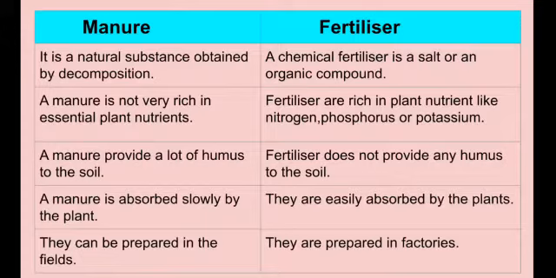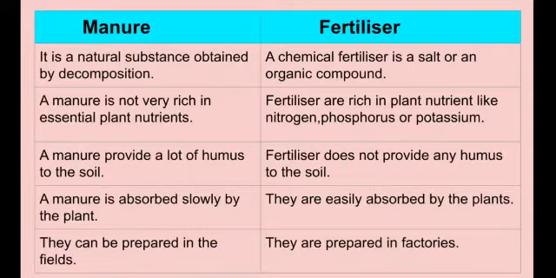Manure is not very rich in essential plant nutrients, but fertilizers are rich in plant nutrients like nitrogen, phosphorus and potassium. Manure provides a lot of humus to the soil. Fertilizer does not provide any humus to the soil. Manure is absorbed slowly by the plants, but fertilizers are easily absorbed by the plant. Manure can be prepared in the fields, and fertilizers are prepared in the factories. As I told you, they are chemical as well as organic, which we discussed in the previous slide, okay. Biofertilizers we can prepare in the factories only, correct.